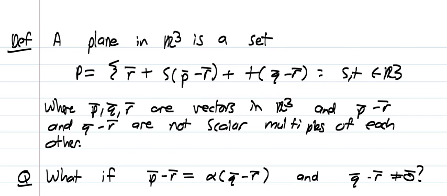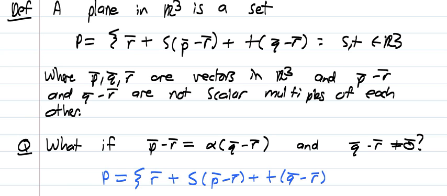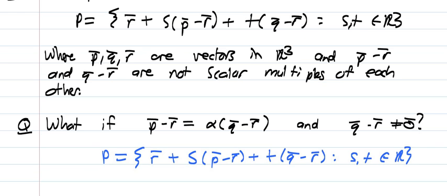So let's have a look at what set P will be. Set P, I'm going to change my pen color just to be blue. So P will be the following. P will be R plus S(P minus R) plus T(Q minus R), where S and T are real numbers. Now, if P minus R is equal to that, then this will become R plus S.